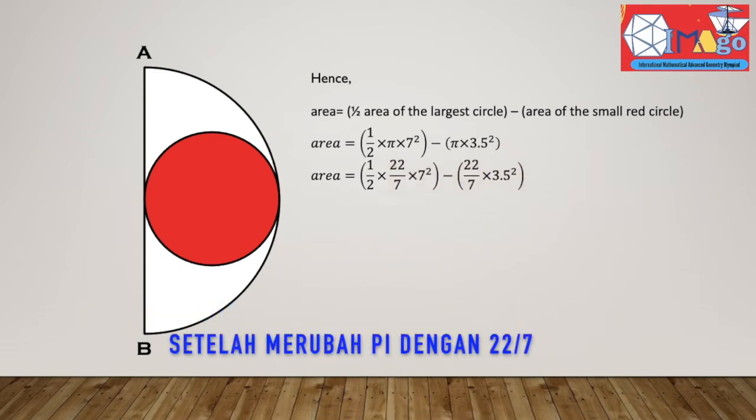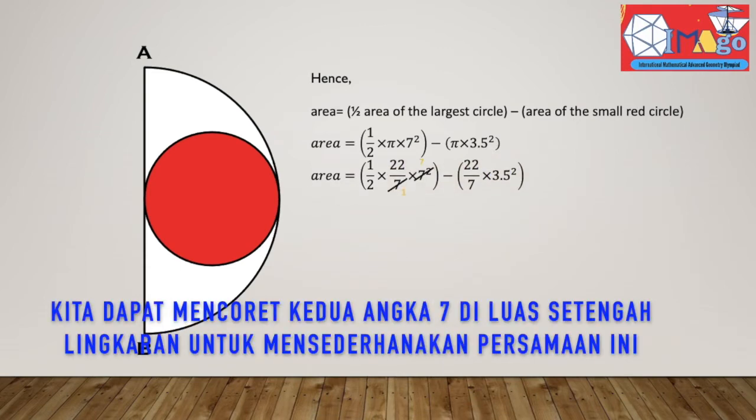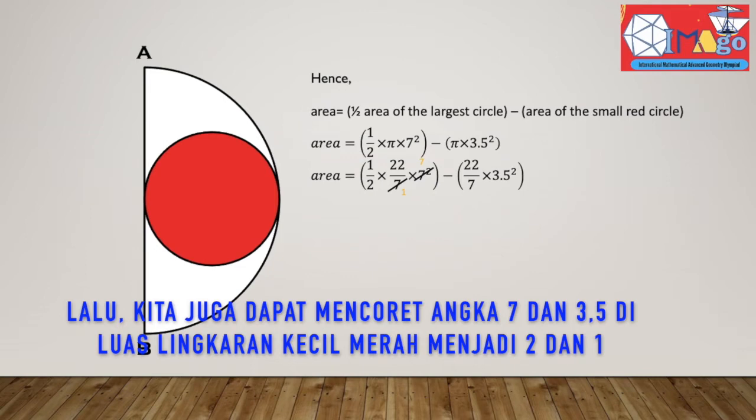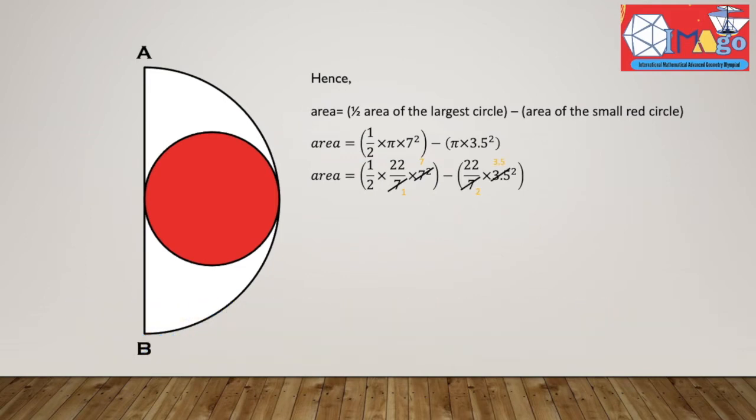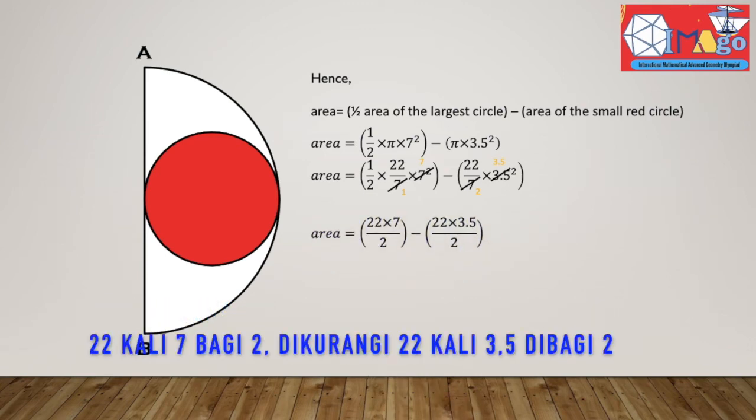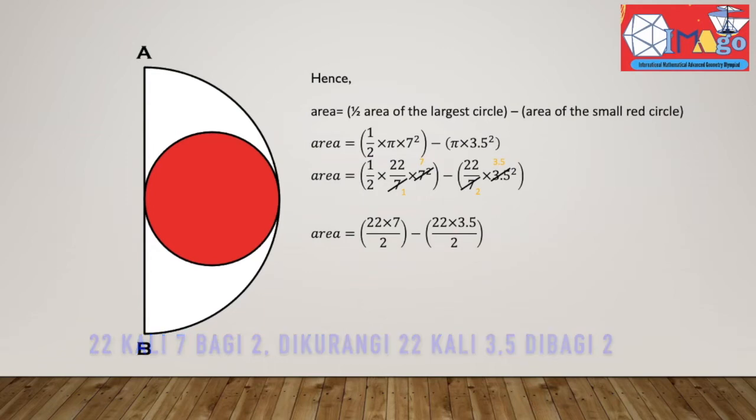Substituting pi with 22/7, we can cross the 7 in the area of the semicircle to simplify the equation, and we can also cross the 7 and 3.5 into 2 and 1 respectively in the area of the small red circle. Consequently, now the area of the white region is equal to 22 times 7/2 minus 22 times 3.5/2.